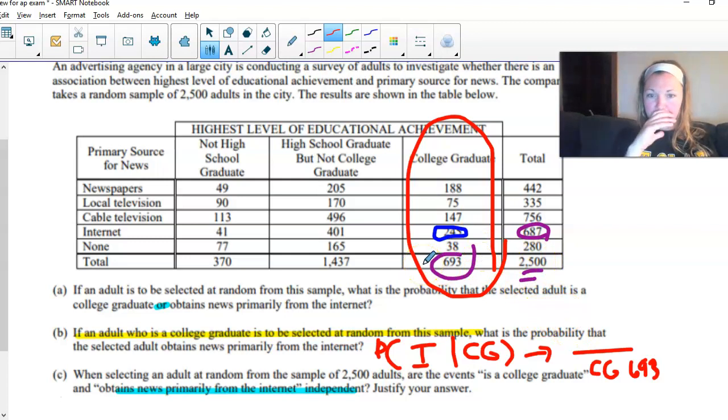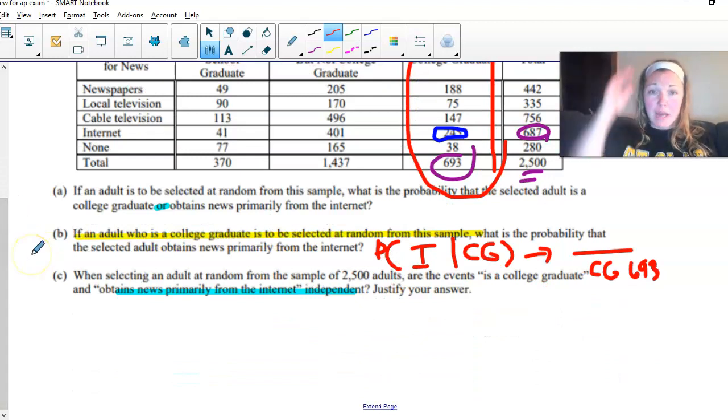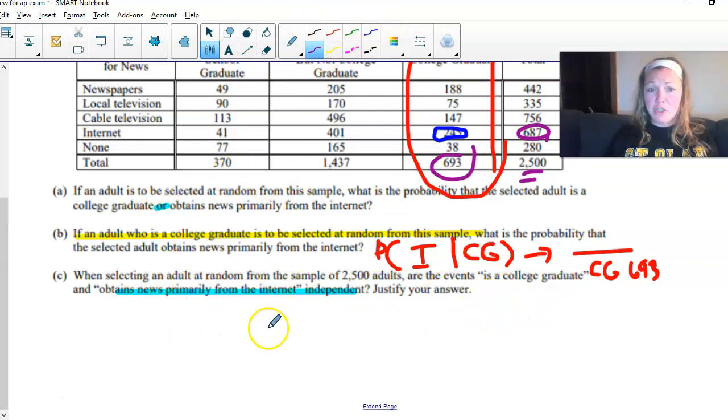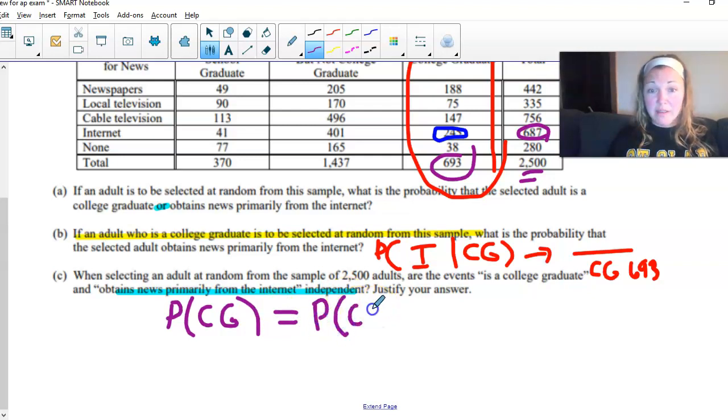I don't care. Okay, next, independence. Really, I'm going to talk a little bit slower about this. I think this is really important. I could really foresee this being on the test. It's a common one that's on the test. Okay, so when selecting an adult at random from a sample of 2,500, is being a college graduate and obtaining the news from the internet independent? Okay, a couple ways to do it. My favorite way to do it is this way. The probability of college graduate, right? Has to equal the probability of being a college graduate given they get their news from the internet.